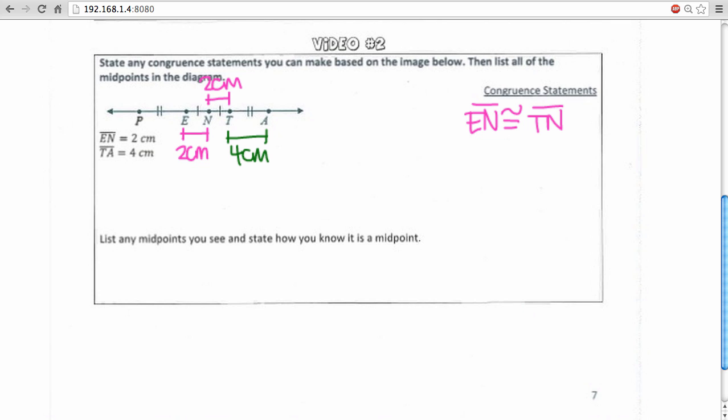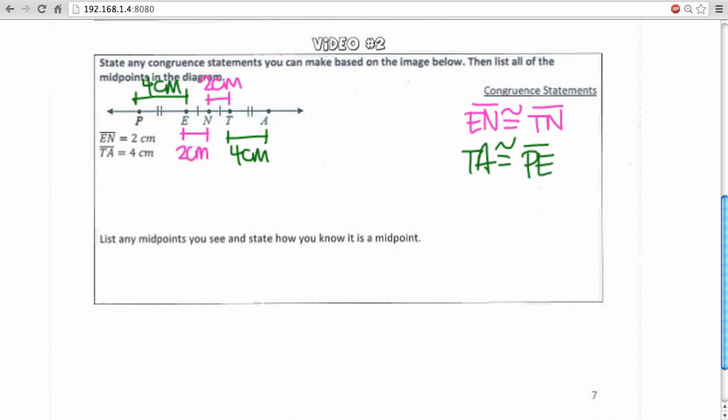Now let's take a look at segment TA and determine what segment it is congruent to. Well, based off of the number of tick marks, it would be segment PE. TA is congruent to PE. So that means that PE must also be 4 centimeters.